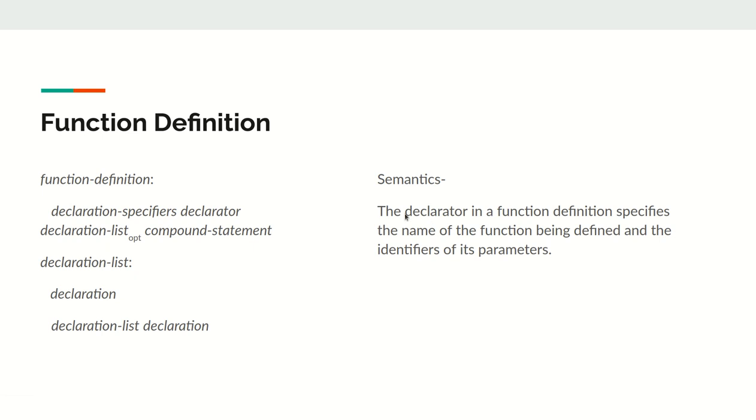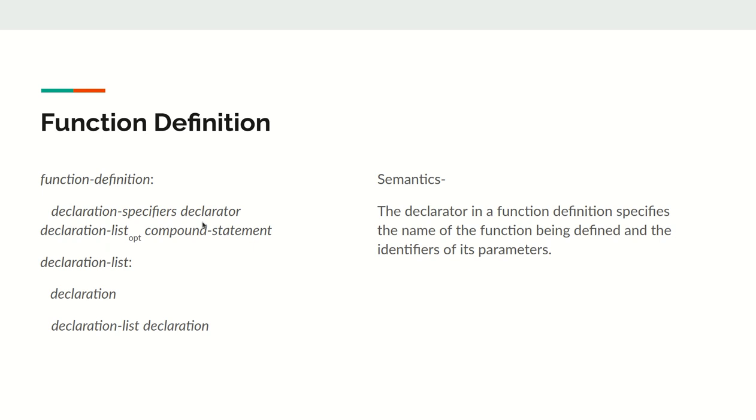So here the semantics: the declarator in a function definition specifies the name of the function being defined and the identifiers of its parameters. We don't have any parameters defined here, and there are parameter identifiers, and the function itself is also an identifier. So we need to see the declarator, the declaration, the parameters, and what this compound statement is to define a function. For this, we'll first move on to the declaration part.